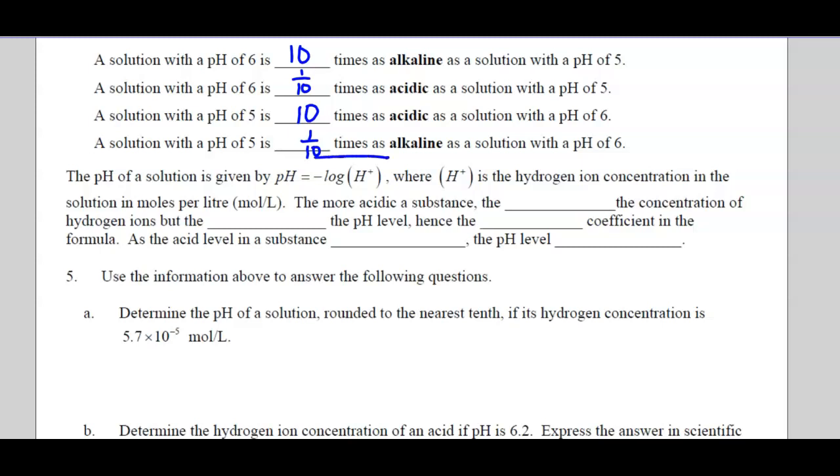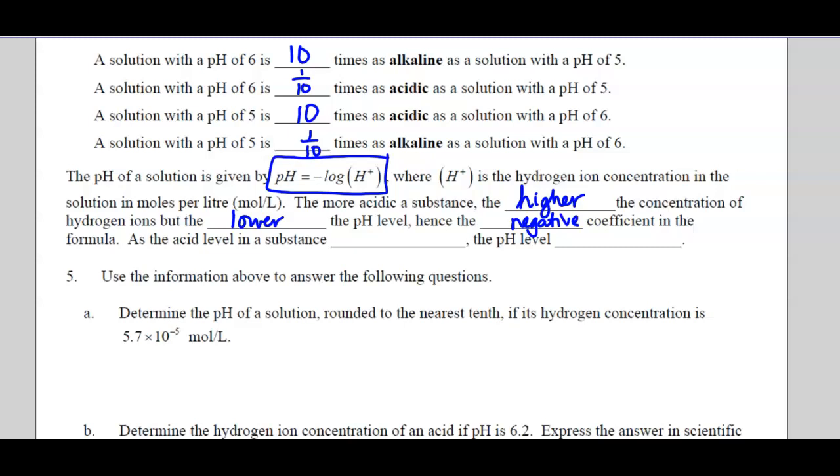The actual formula for pH is there. And I know there's maybe some units for this, actually right here. Hydronium, yeah. Back in the day, we called it hydrogen ion. Well, we always knew it was hydronium. That's what they taught us. So in any case, that's the concentration. So you can find the pH if you know that concentration. You just substitute it in. The more acidic the substance, the higher the concentration of hydrogen ions or hydronium, but the lower the pH level. Hence the negative coefficient in the formula.